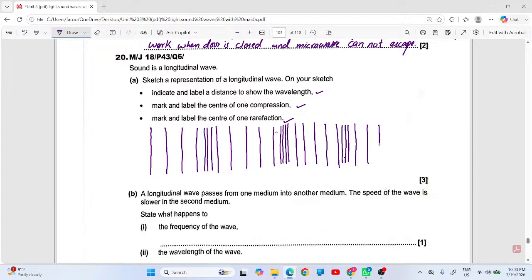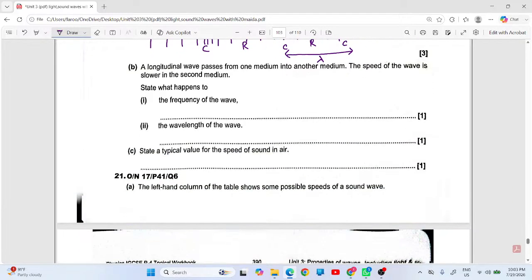Okay. So this is the compression, rarefaction, compression, rarefaction, compression. Wavelength is the distance between two compressions or two rarefactions. Next: a longitudinal wave passes from one medium to another medium. The speed of the wave is slower in the second medium. State what happens to the wave frequency.